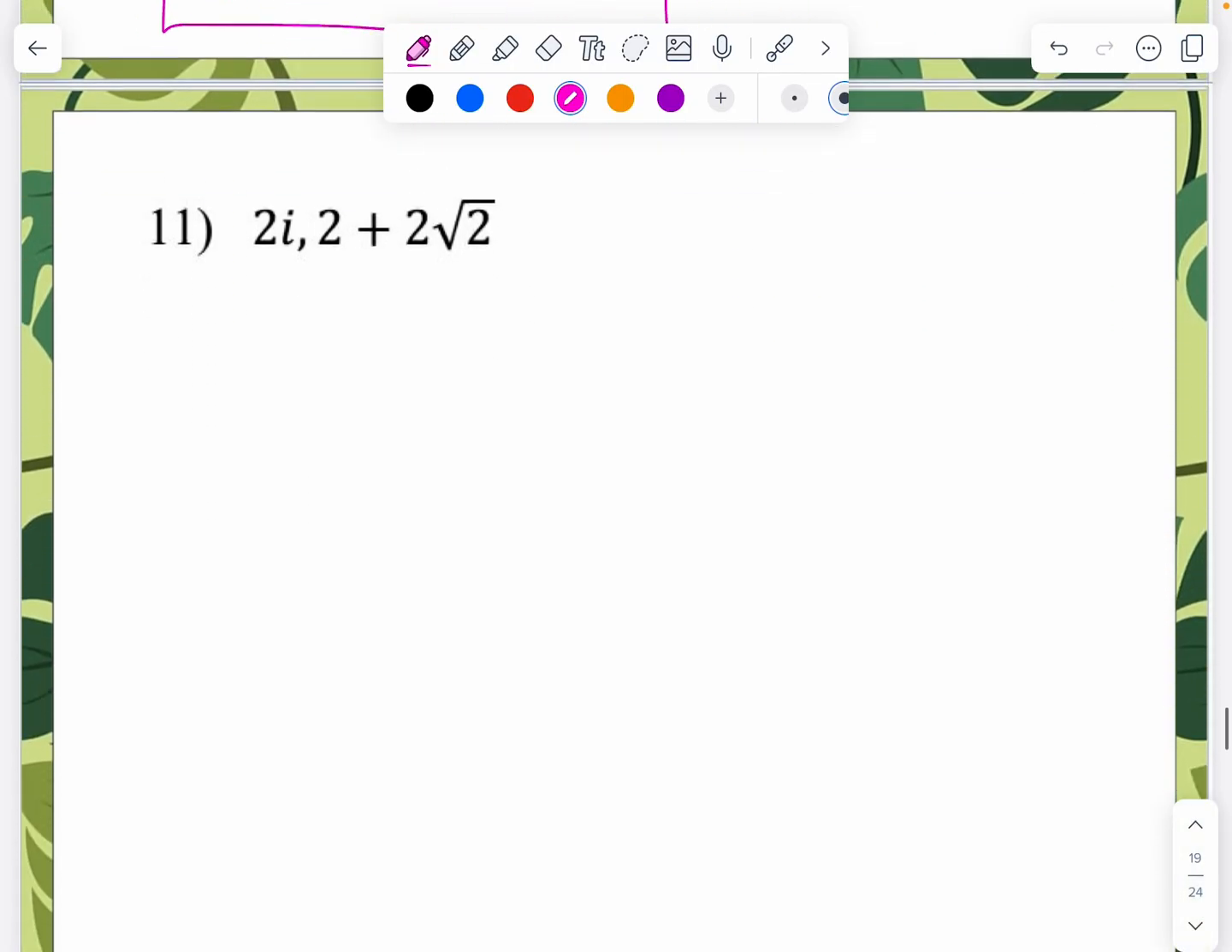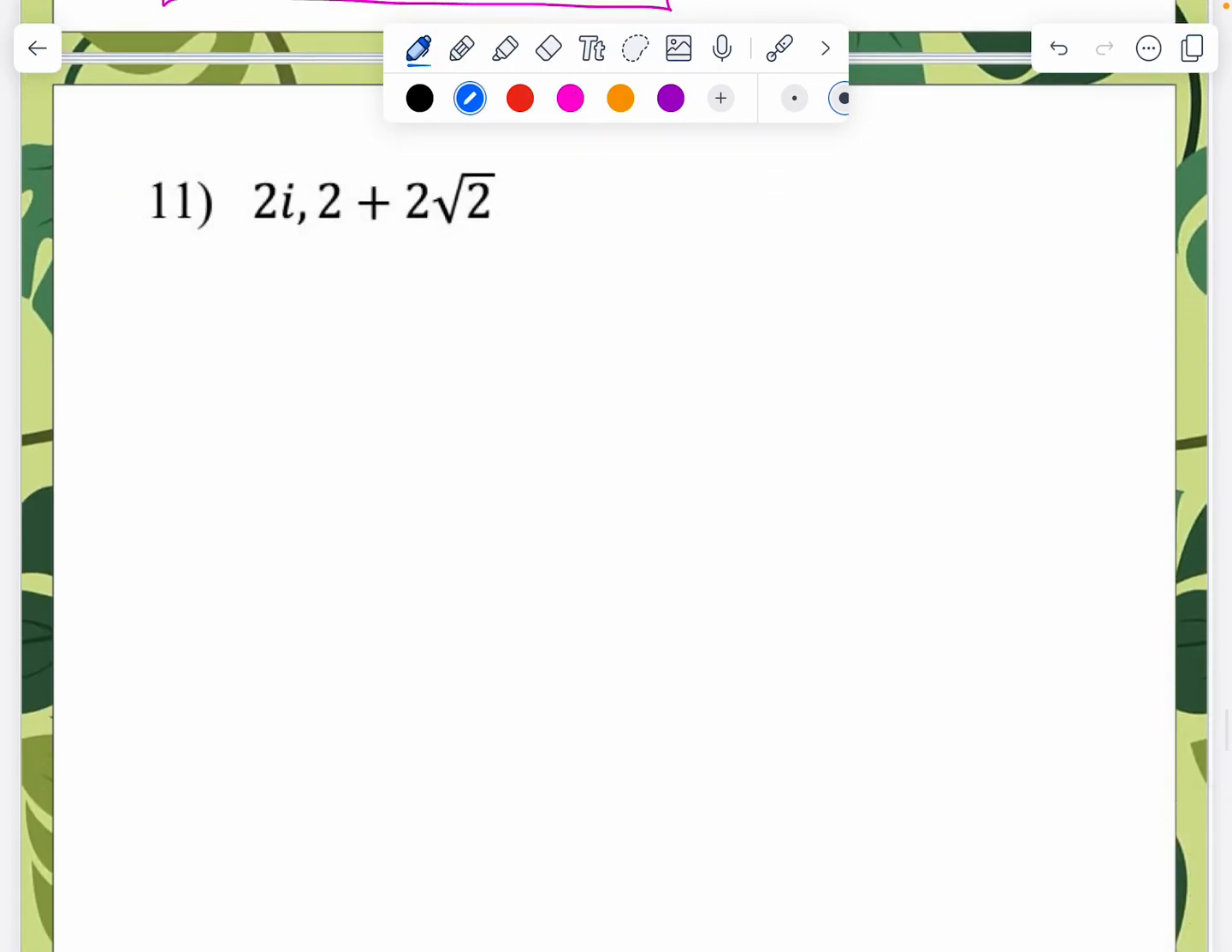All right, number 11. This is the last one we're going to do, and then that covers everything we covered in class on Thursday. We'll finish this up on Monday.